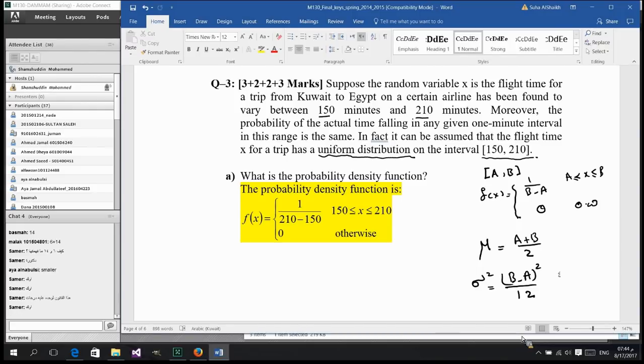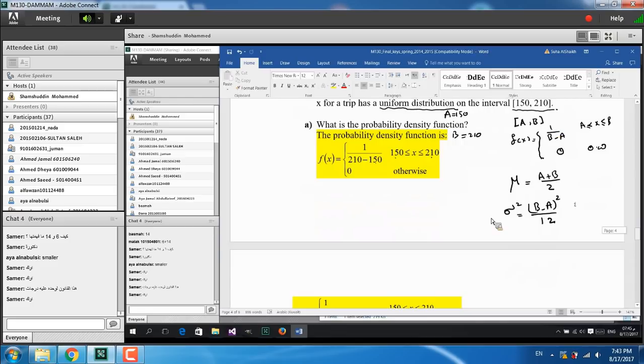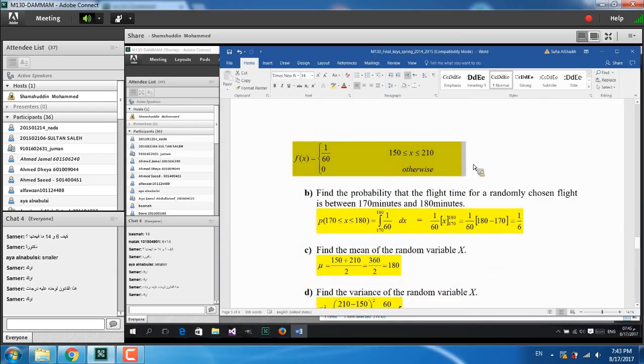What is the probability density function? In this special case, my A is 150, my B is 210, so it is 1 over 210 minus 150, for x from 150 to 210, and 0 otherwise. This is my probability density function. Simplifying, this will give me this function. This is my density function that they are asking for.